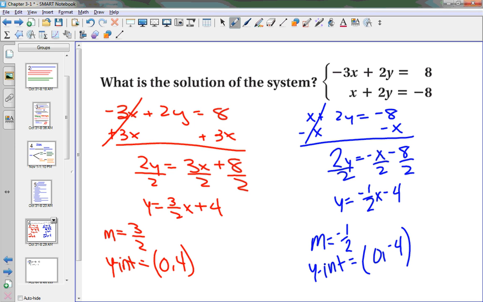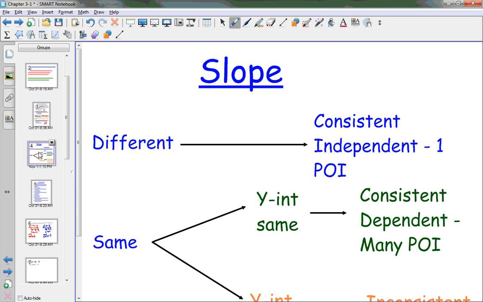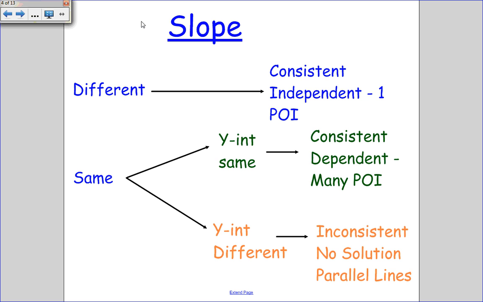If we cannot come up with what we are comparing our slopes, then we have to compare our what next? Our y-intercept. So I'm going to go back to the page that I found was so important. And I asked you, were my slopes the same or different? My slopes were different. So therefore, if my slopes are different, what am I? I'm consistent, meaning they intersect. I'm independent, meaning there is one point of intersection. Do we understand that?